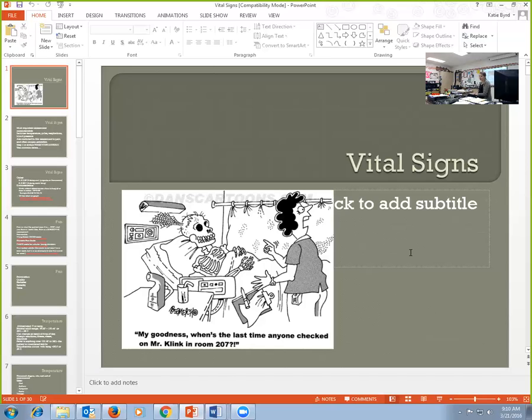And the rest of them are abbreviations. P for pulse. R, or it could be RR, for respirations and respiratory rate. T or temp can be temperature. VS is vital signs, and then SpO2 is oxygen saturation.